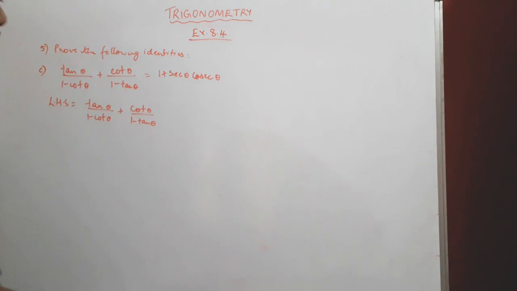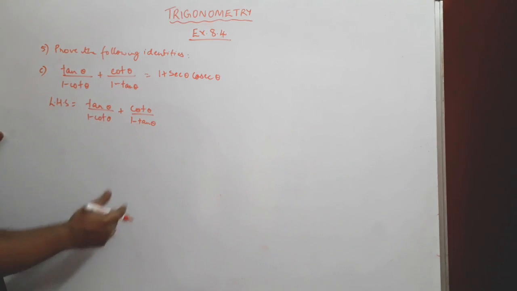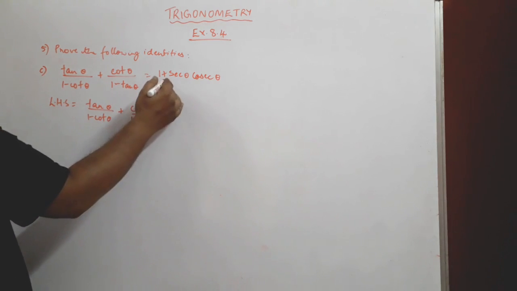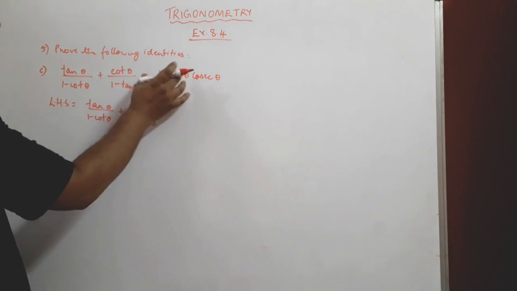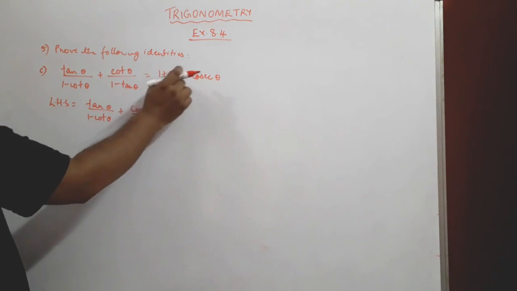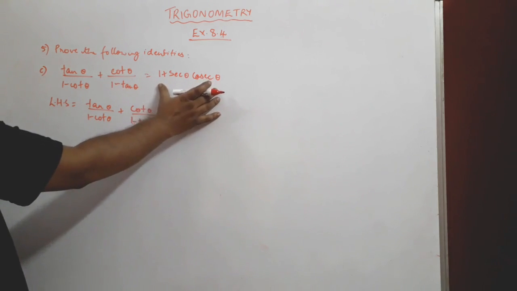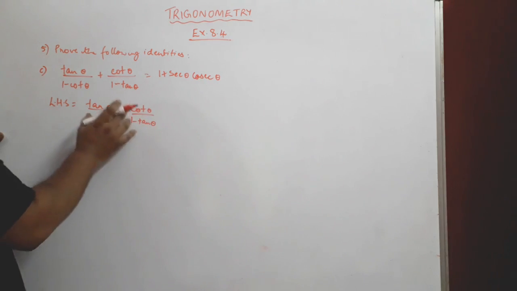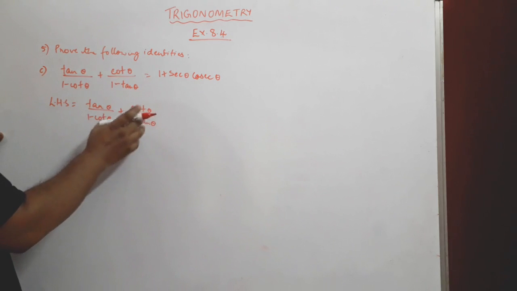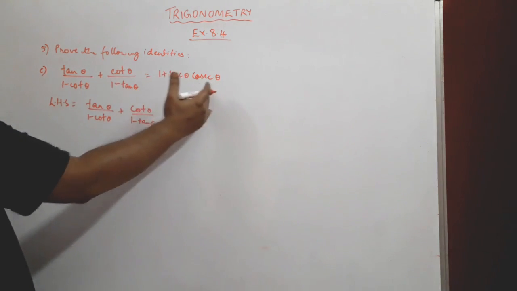Whenever we look to solve such identities, we should look to simplify first. That gives us a better idea of where it is leading us to, and one eye should always be on where we intend to go, our target, which is our right hand side, 1 plus sec theta cosec theta. So throughout solving the left hand side, we should never lose focus on what we need to achieve, that is, equal to right hand side.